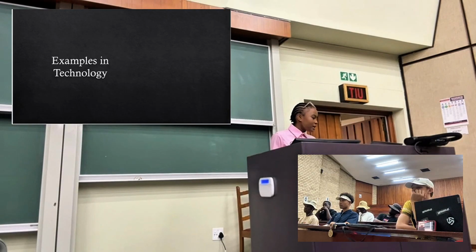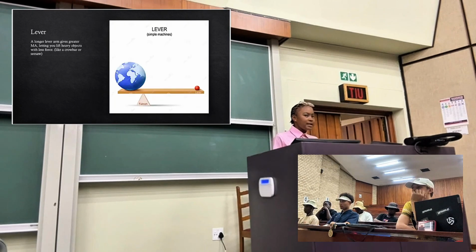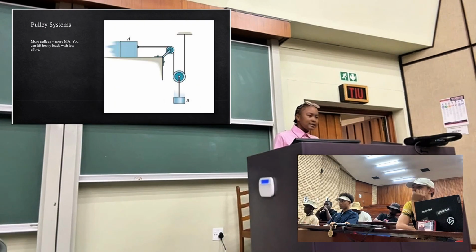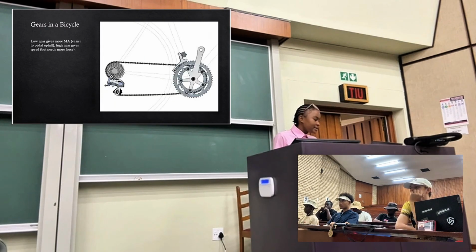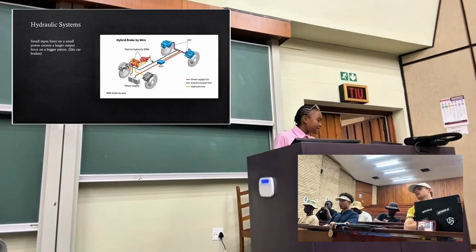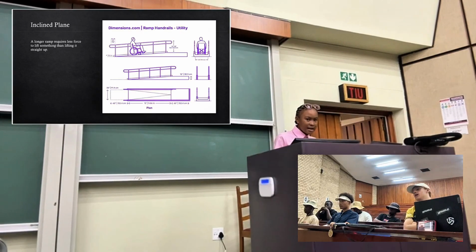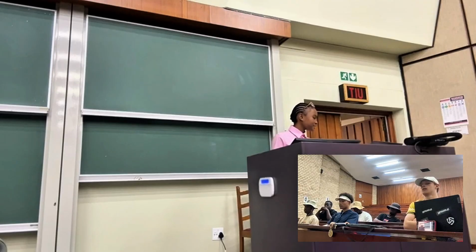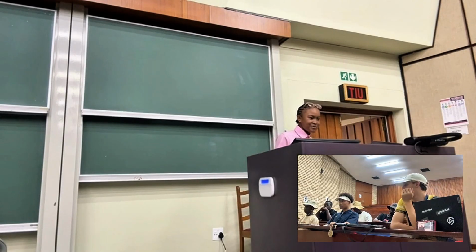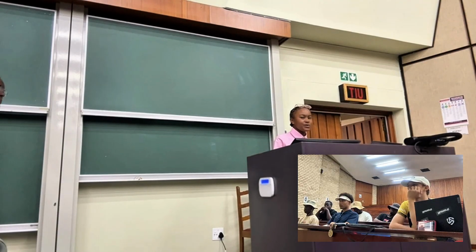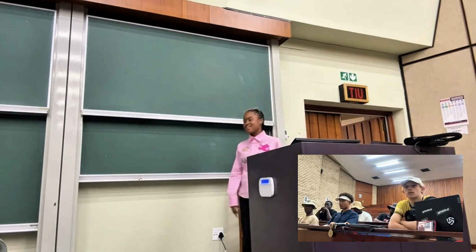The examples we have of mechanical advantage are as follows. We have levers, pulley systems, gears in a bicycle, hydraulic systems, as well as inclined planes. That's all from me with mechanical advantage. Next up, we're going to hop into levers.